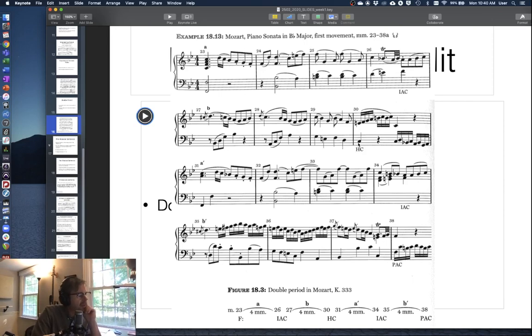So in this case, we have 4 phrases, and they're diagrammed down here. We have a first phrase, a second phrase. They are contrasting. We have a half cadence at the end of the second one. And then this whole structure repeats with a bit of embellishment. So we have A prime after that with the authentic cadence here.